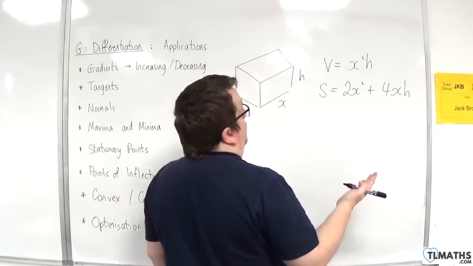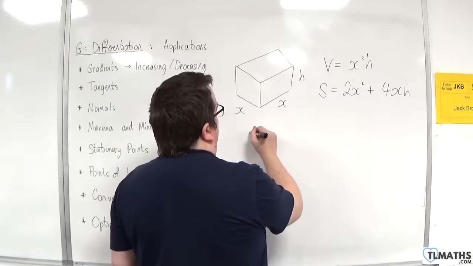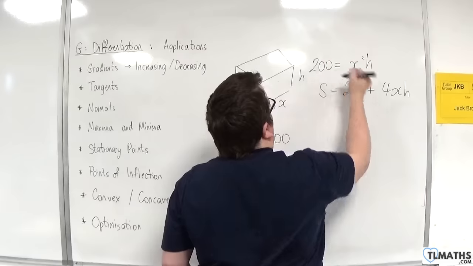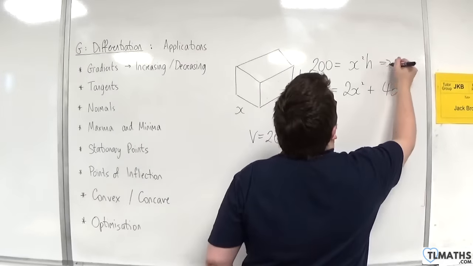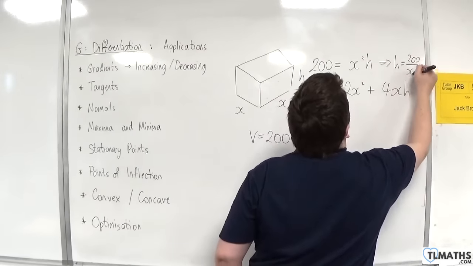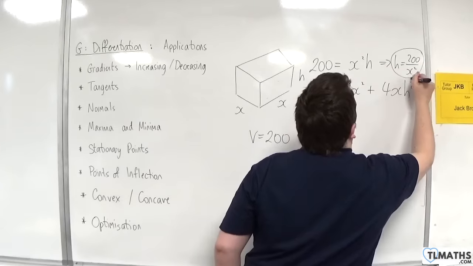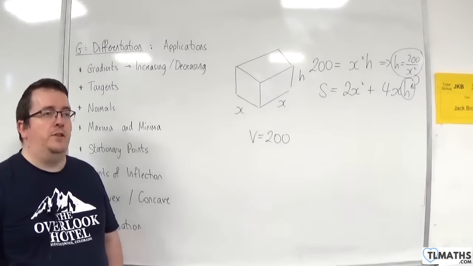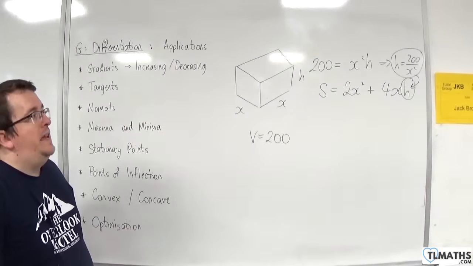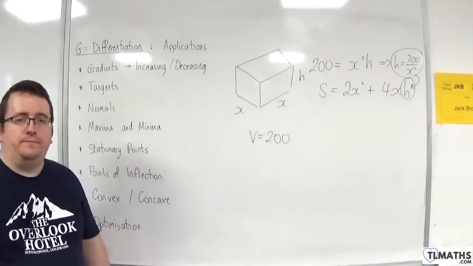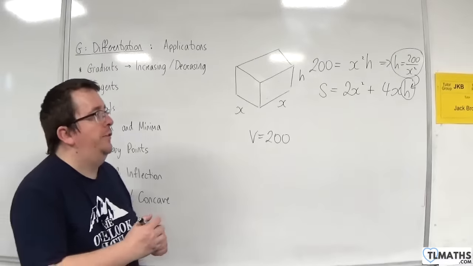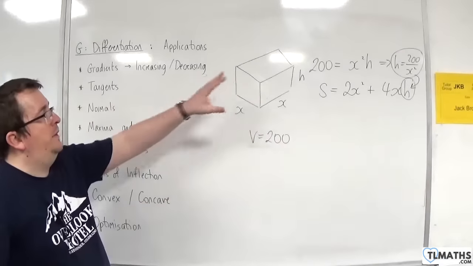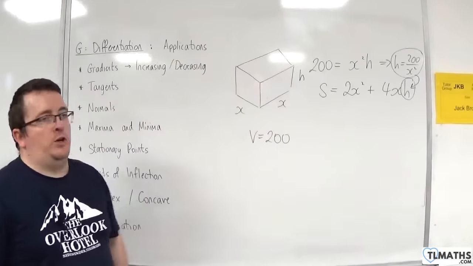And let's say that we're told that the volume is 200. So if the volume's 200, you can then go 200 is x squared h. So h is 200 over x squared. And then you substitute that into this equation. And then you are going to go into differentiation to find the minimum surface area, for example. So quite often you have two equations, one of which is going to get rearranged and substituted into the other, regardless of whether it is a bog standard kind of box question like this.